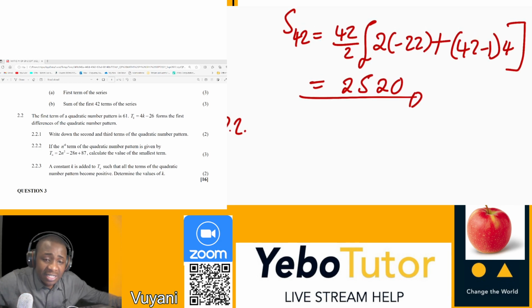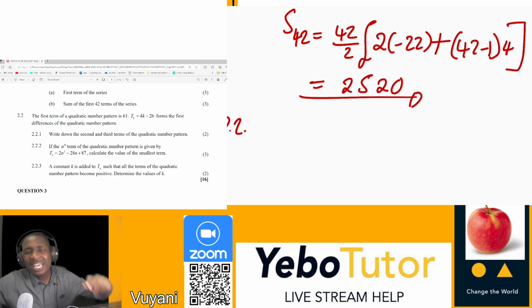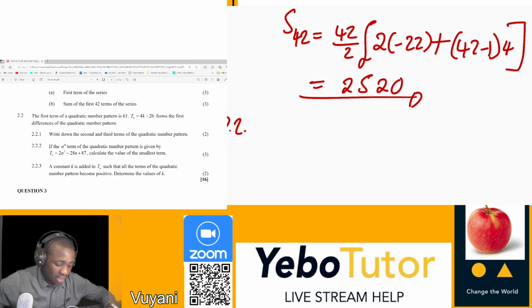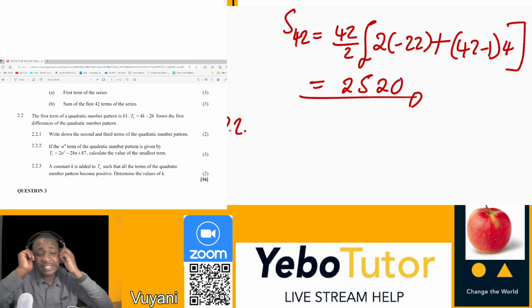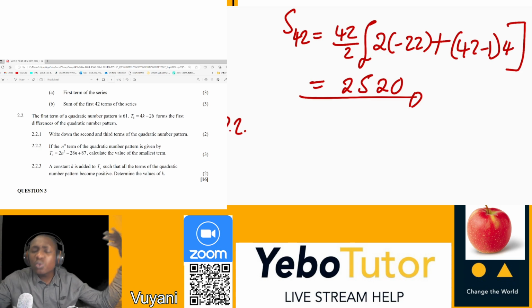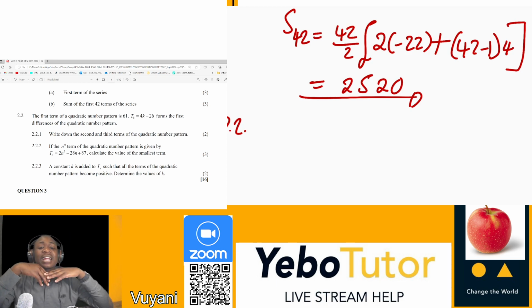2.2. The first term of a quadratic number pattern is 61. Okay, quadratic number pattern. What do we know about the quadratic number pattern? It has a second constant difference. So since it has a second constant difference, which means our life is already easy. Now they have told us this is our first term of the quadratic number pattern. They are also given tk is equal to 4k minus 26, which forms the first difference of the quadratic number pattern. We all know that the first difference of a quadratic number pattern makes the arithmetic pattern, which makes our lives easy. So they are now saying write down the second and third terms of the quadratic number pattern.